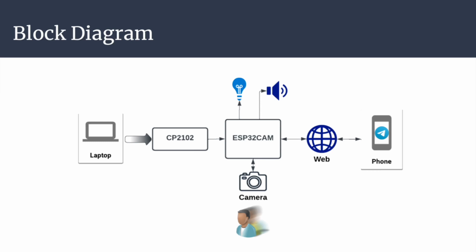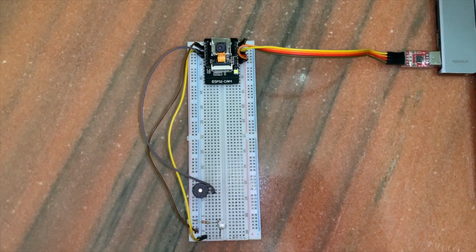The web indicates the IoT part. This is what makes our project an IoT project. So the ESP32+CAM can easily communicate with the Telegram app, and the user can get the required information from the Telegram app.